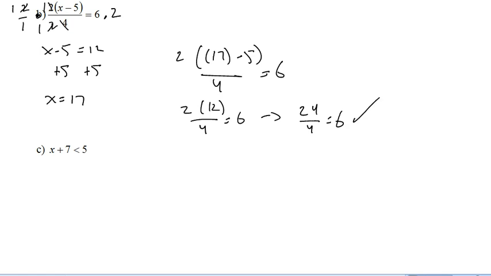Okay, our next guy, we've got an inequality. For the most part, we deal with these the same as equalities. So first thing I'm going to do is get x by itself by subtracting 7 from both sides. So I get x is less than negative 2. Obviously, this one has infinite solutions, so let's just pick one solution. Say negative 6 is less than negative 2. So if I put in negative 6, I get 1 is less than 5, which is true.